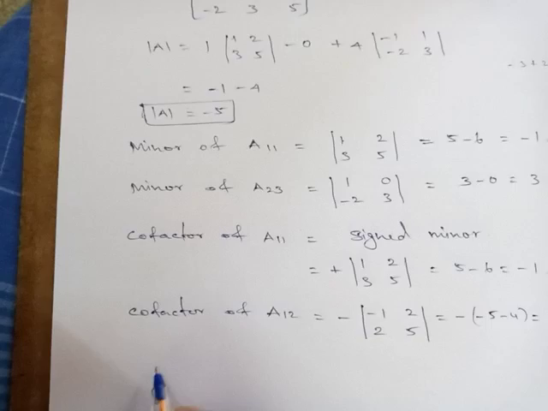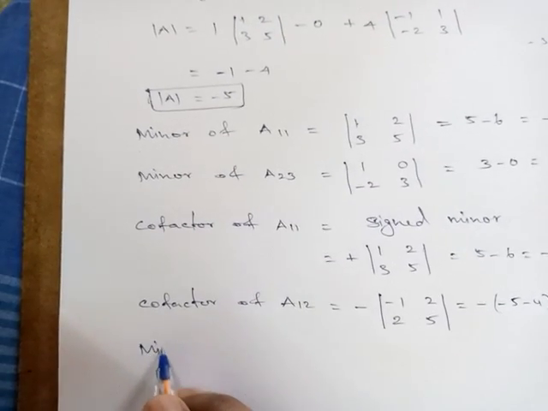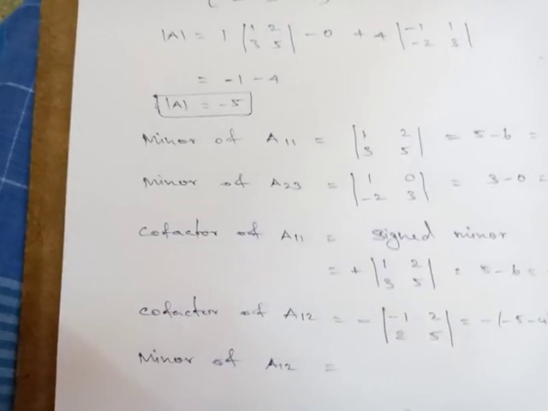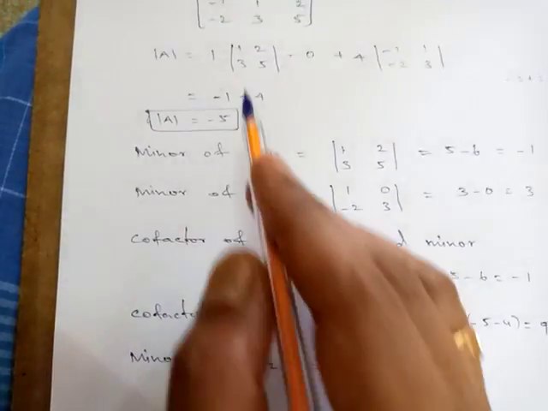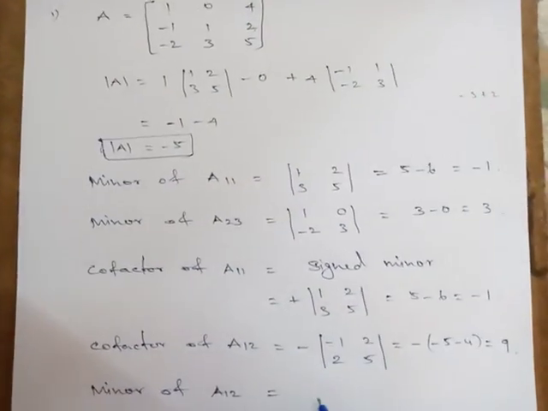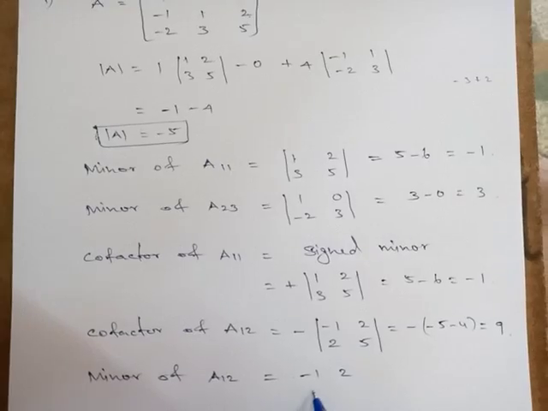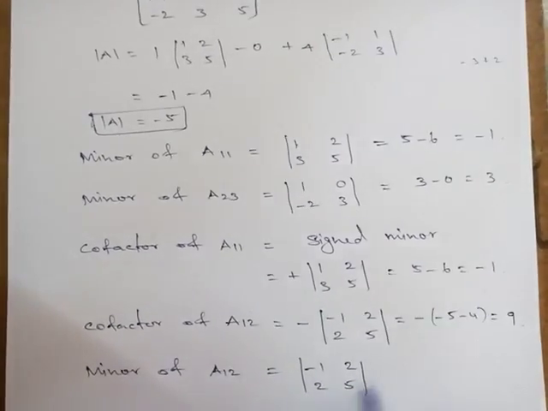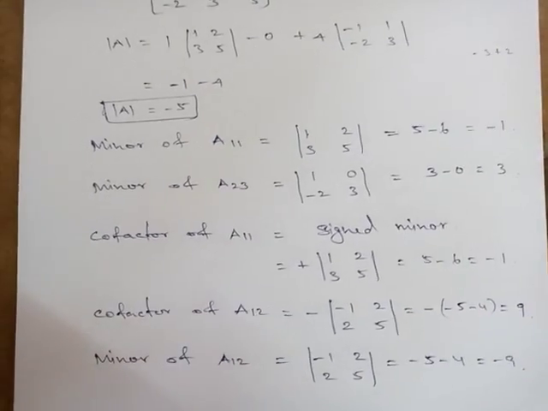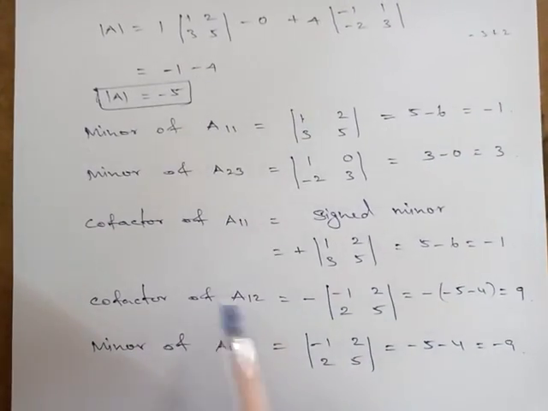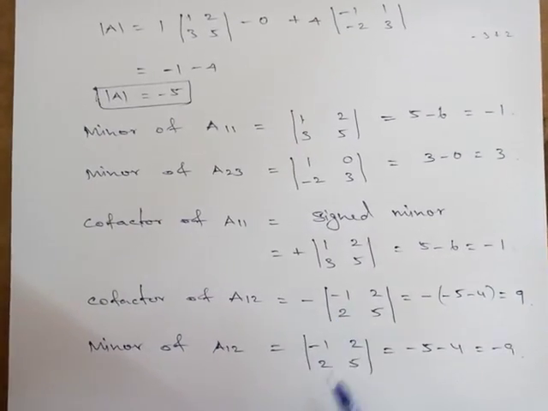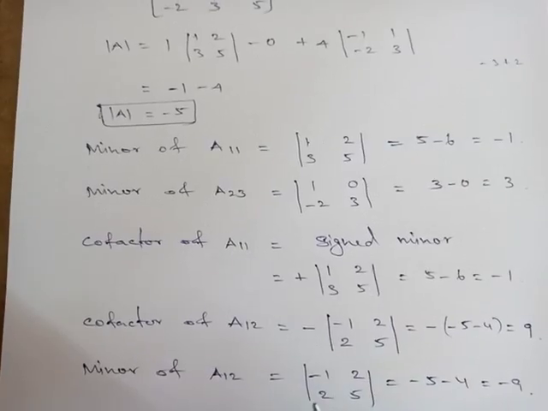Same thing, if I am finding the minor of A12, what will I get? Minor means don't consider the sign of this place, just leave it. So I get minus 1, 2, 2, 5. Only this determinant value: minus 5 minus 4, which is minus 9. See here, the minor is minus 9, the cofactor is 9. Like this we can find all the minors and cofactors of this matrix.